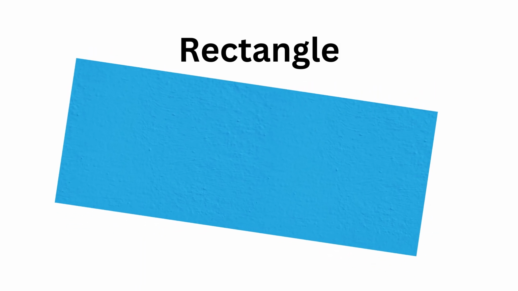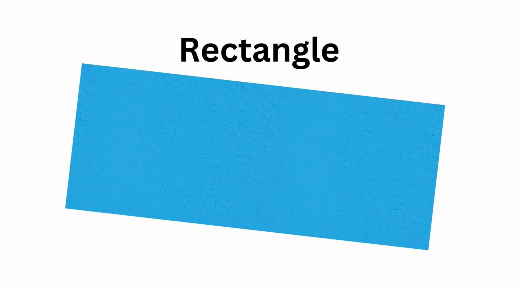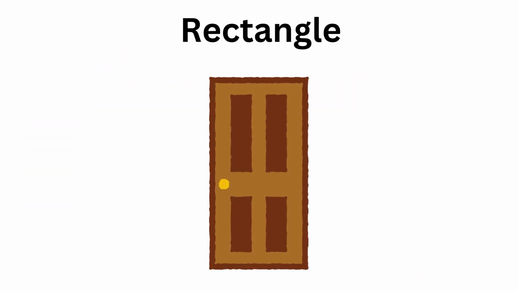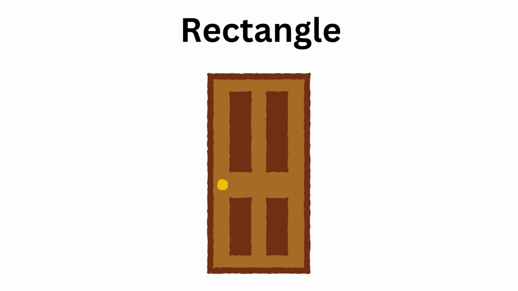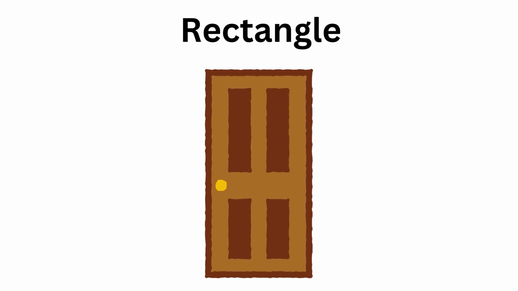This is a rectangle. The shape is a rectangle. What shape is it? Rectangle. This is a rectangle, long and tall, two sides short, two sides long.